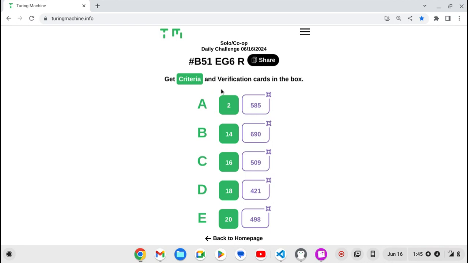So today's puzzle uses an all-even lineup of criteria cards, and they include criteria card 2, 14, 16, 18, and 20, and they all use the purple verification cards. The code above is your way to get more information on today's puzzle by going to turingmachine.info and searching using that code. Let's go solve.